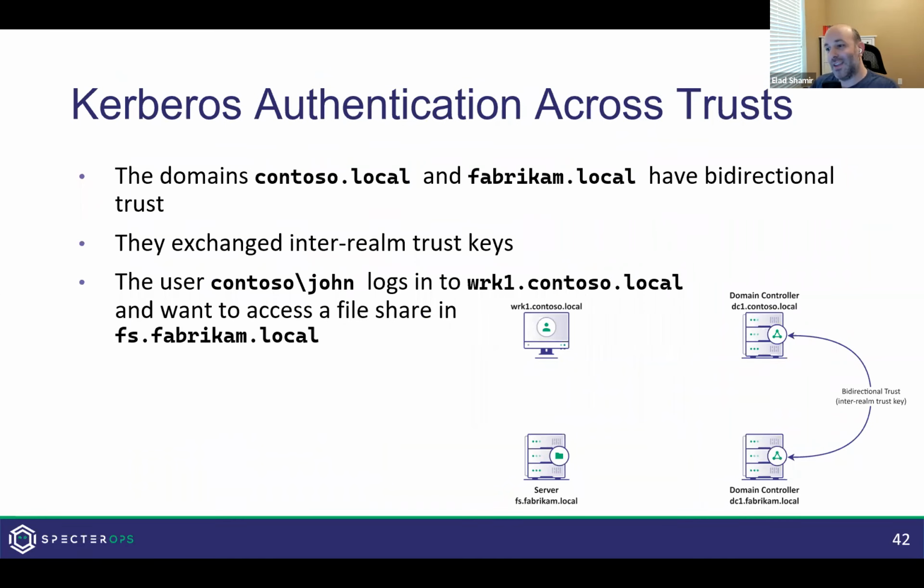All right, now let's see how Kerberos authentication works across trusts. When trust is established between domains, and it doesn't matter whether it's interforest or intraforest, whether it's a parent-child relationship or the roots of two different forests, an inter-realm trust key is exchanged between the domains. That key allows sending referrals from one domain to the other, and it essentially links up those two environments for authentication purposes. In this scenario, we have a bidirectional trust between two forests, Contoso and Fabrikam. And we have a user, John, from Contoso, trying to access a file server in Fabrikam.